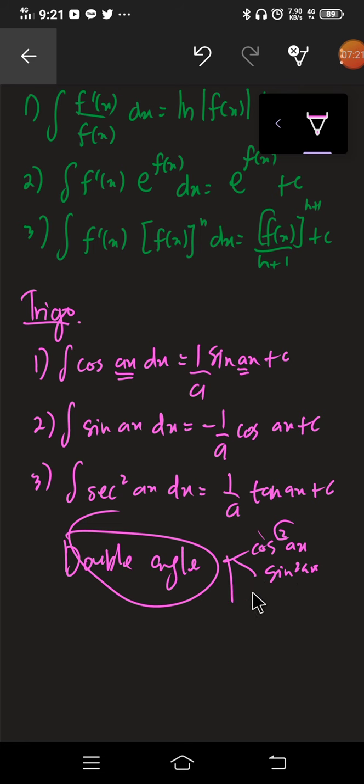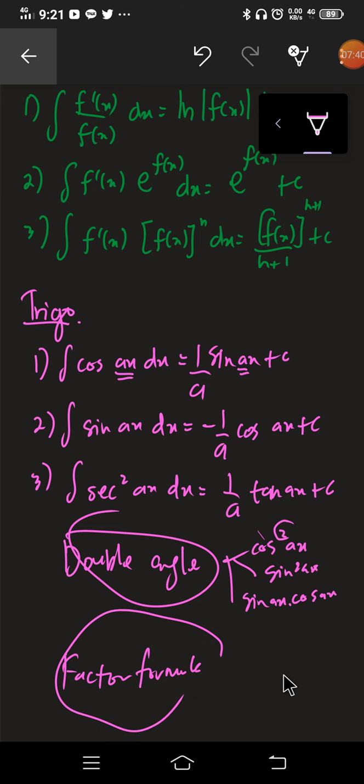And then maybe we also have sine of ax multiplied with cos of ax. This is multiplication between two trigo functions. We don't have a formula for this one, so we can apply the double angle formula. And then the last one, we also can apply the factor formula.